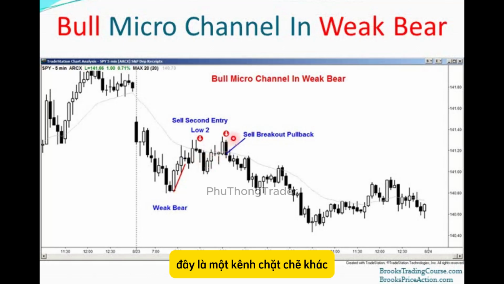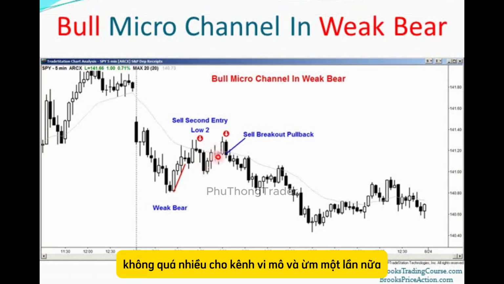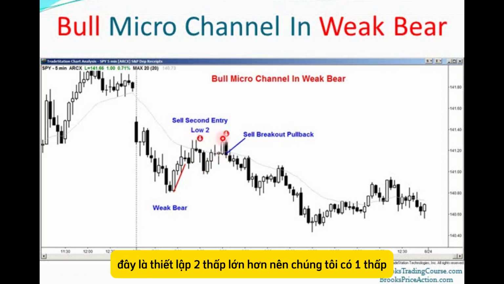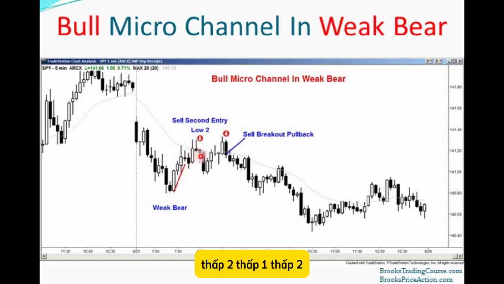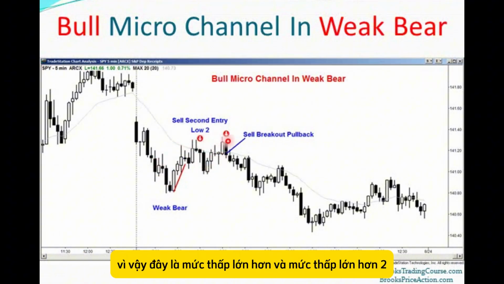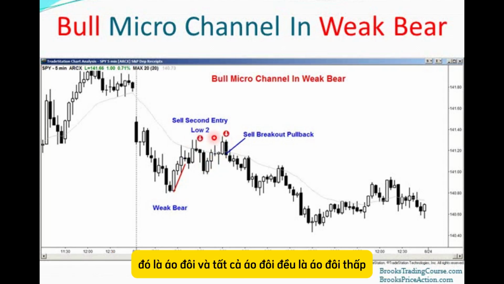Here's another tight channel, not so much a microchannel, and again I would wait for the second signal. Overall, this is a larger low 2 setup, so we have a low 1, low 2, low 1, low 2, but we also have a large leg up and a large leg up, so this is a larger low 1 and a larger low 2. Also, it's a double top, and all double tops are low 2s.